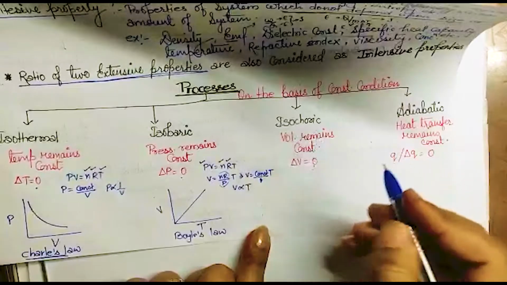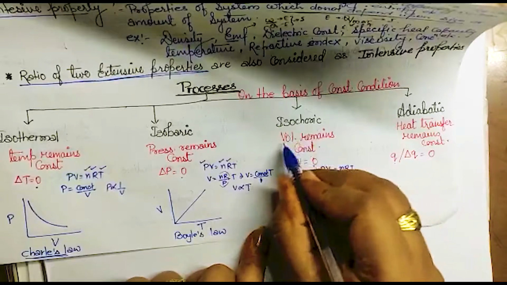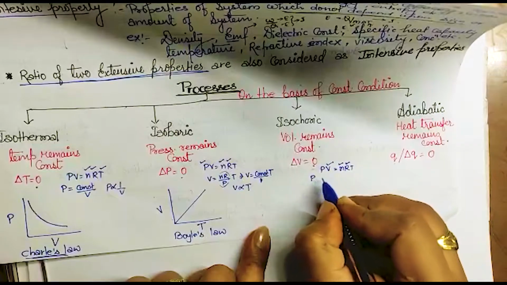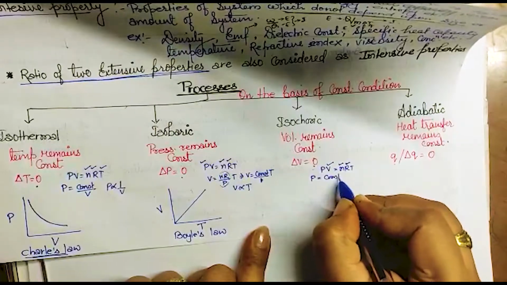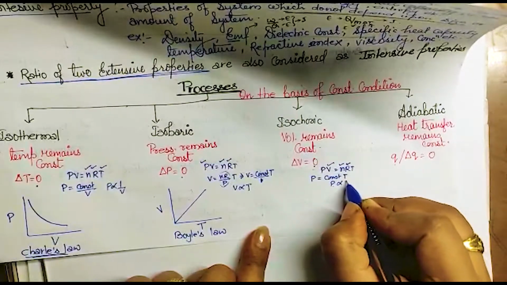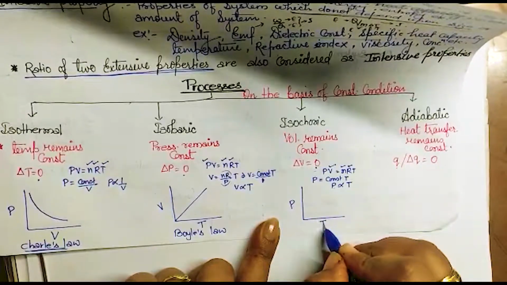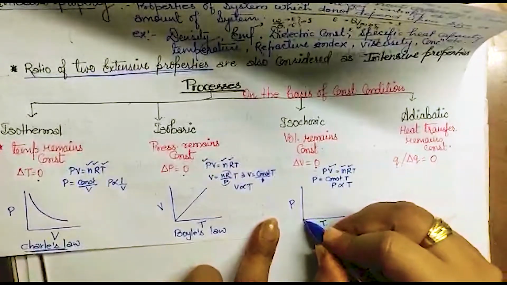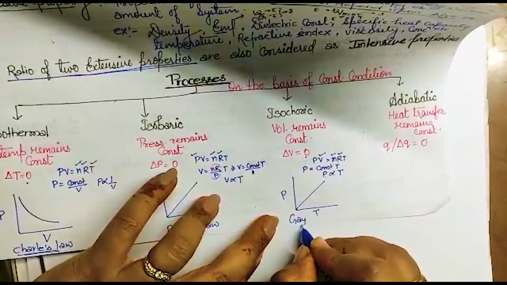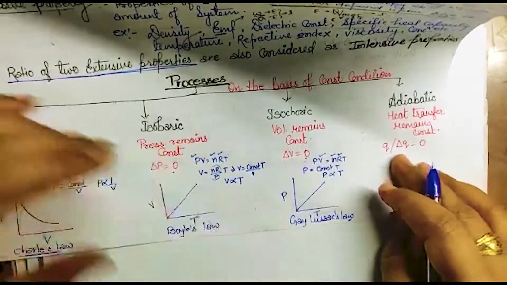Okay, now the next thing, again the same formula, PV is equal to nRT, and here the volume remains constant. So this is constant, this is constant, this is constant. So we will get P is equal to nR upon V, into T. Can we write that? That means P is directly proportional to T. So if we plot a graph between pressure and temperature, in that case also we will get a straight line, and this depicts the third law, that is Gay-Lussac's law. That we will do in detail.